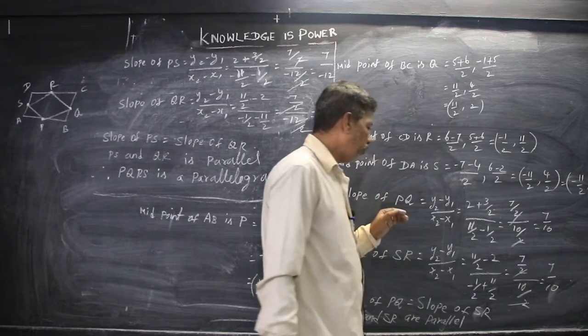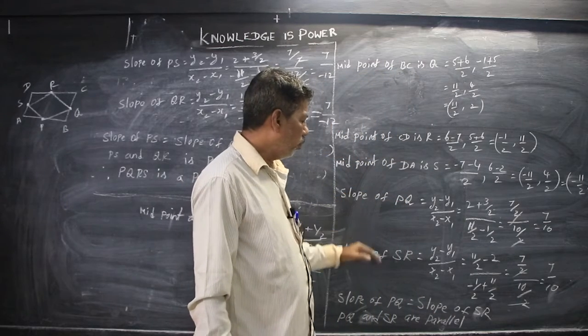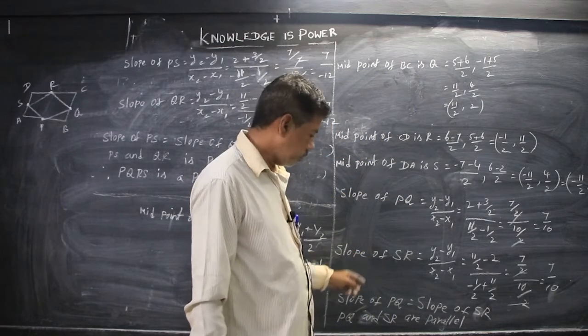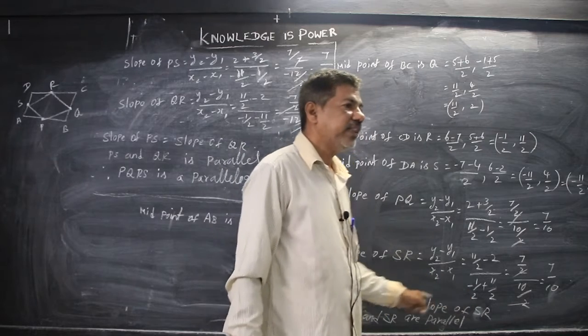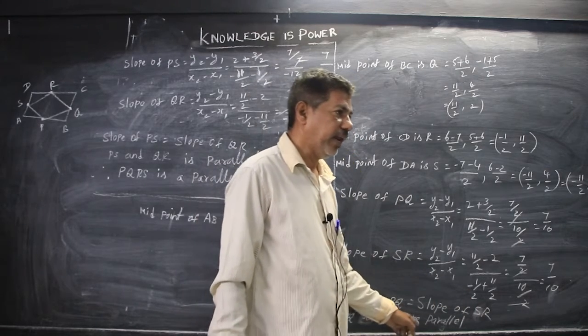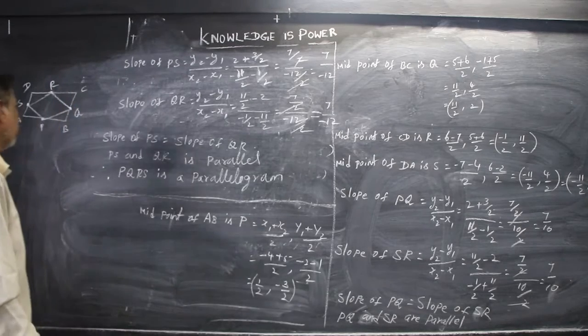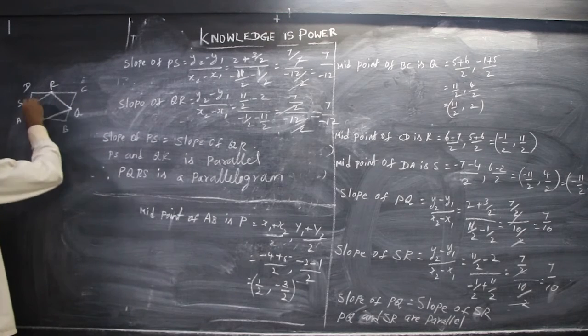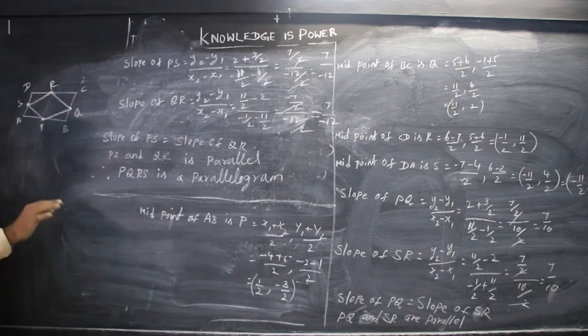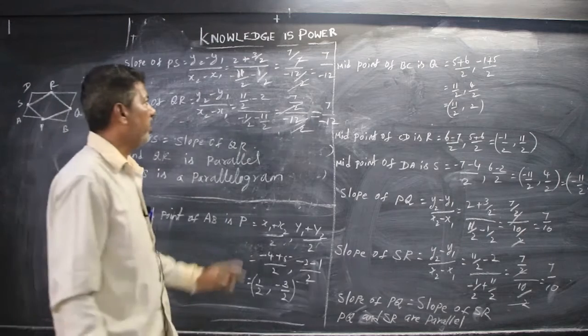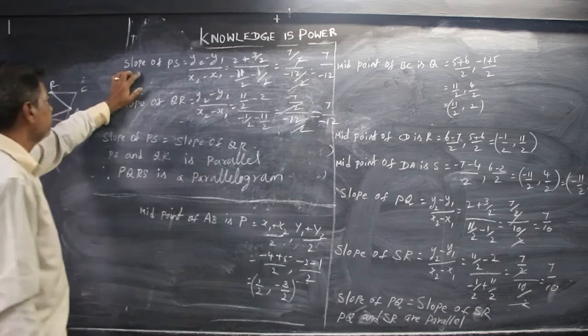So already we conclude that when both slopes are equal, then it is parallel. Now what have we done? We have shown the opposite sides are parallel. Which ones? PQ and SR are parallel. Then continue with the third.